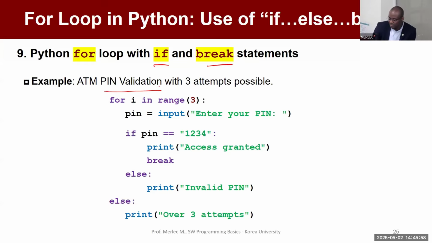So here I have the for statement, which needs a variable that will be used for iteration and will take values within the range of 3. I have 3, so it will start from 0 to 3.